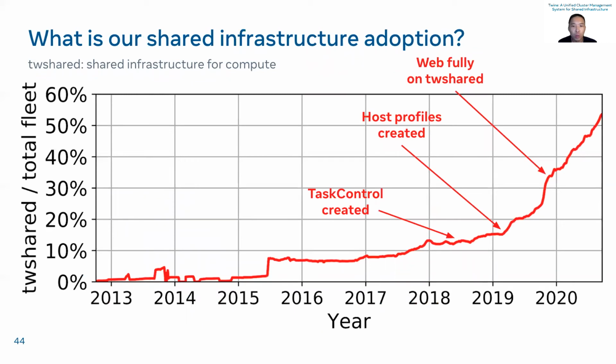The web tier is one of our largest and most important services, and a large spike in growth at the end of 2019 is because of the web migration. As we crossed 50% adoption, we made a decision as a company that all new compute capacity will land only in TW Shared. And this puts us on a path to migrate all of our compute services into TW Shared by early 2022. Workload customizations were the key factors that enabled a successful adoption and support for ubiquitous shared infrastructure.